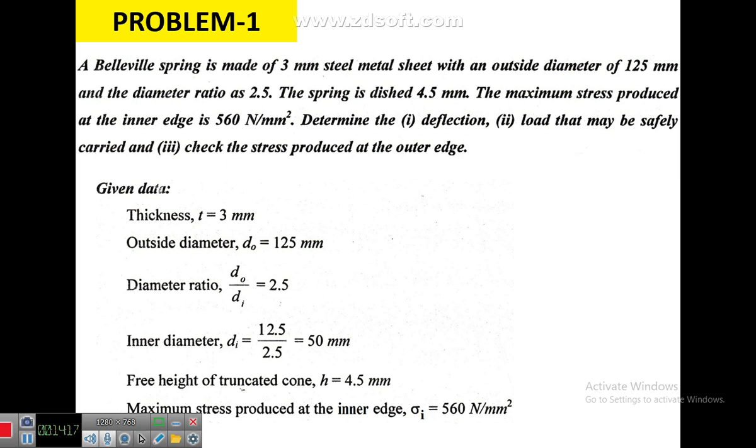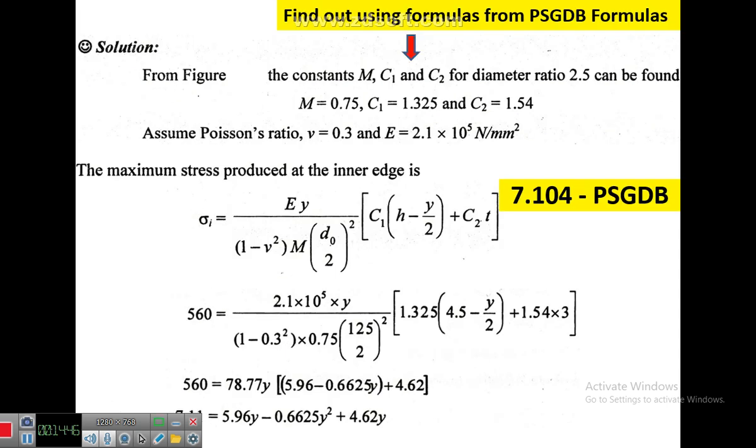And coming to one example from this Belleville spring, here they have given the thickness, the outside diameter, and the diameter ratio. So we are going to find the unknown, that is the inner diameter, using the outside diameter and ratio, and that is going to be 50 mm. And the free height of the truncated cone, h value, is given as 4.5 mm, and the maximum stress produced at the inner edge is given, sigma I is 560 Newton per millimeter squared. So we are going to find the unknowns. Before that we have to find the constants like M, C1, C2.